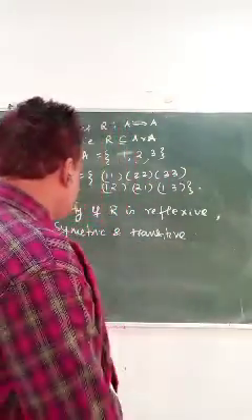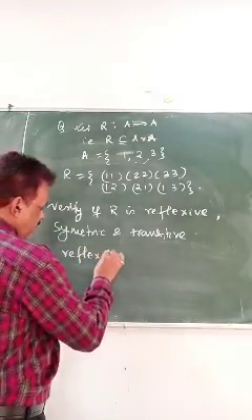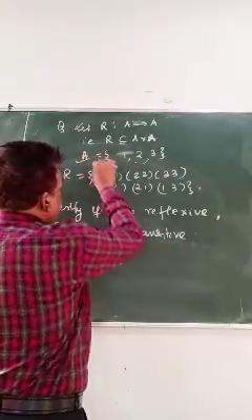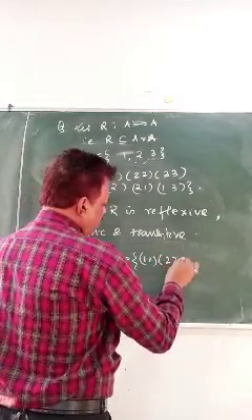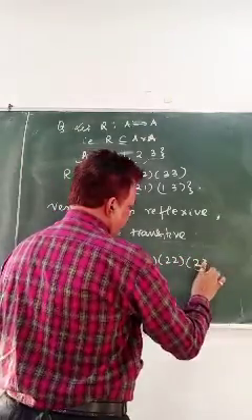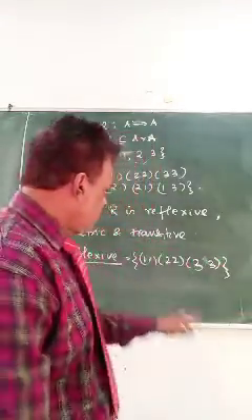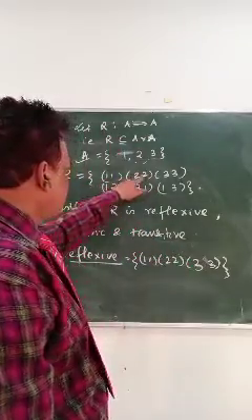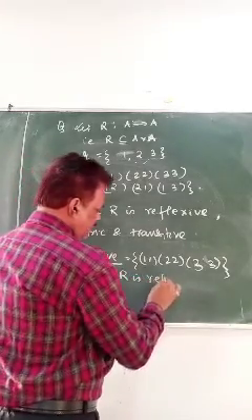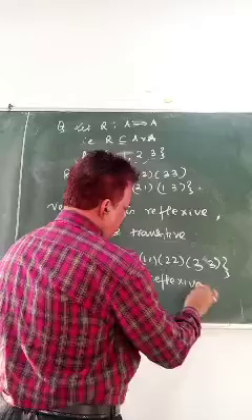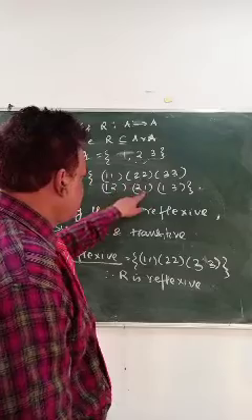Okay, now look here. What is reflexive? If A is the set, the relation between same should be (1,1), (2,2), (3,3), because that is the relation between same. Reflexive is the relation between same. Are you finding these elements here? Yes, (1,1), (2,2), (3,3). Therefore, R is reflexive.